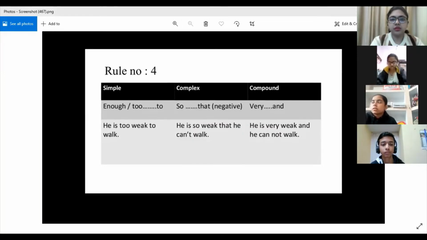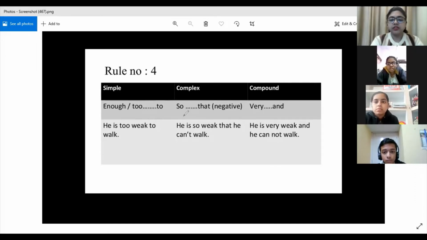Then rule number 4, if there is enough or too, right? Adverb too is there in the simple sentence. He is too weak to work, or he is weak enough to work. Then how are we going to change it into complex? You already know the rule of removing to, right? So the same rule will apply over here. He is so weak that he cannot walk. We have done this already, right?